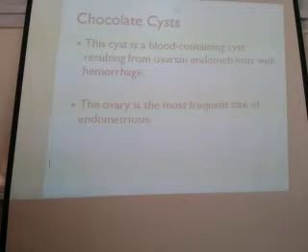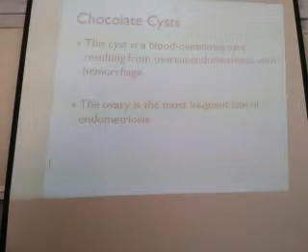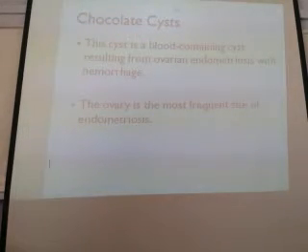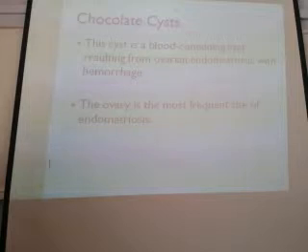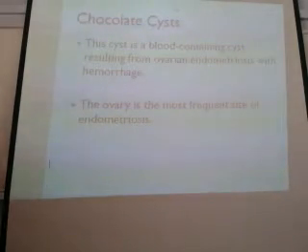Last is the chocolate cyst. This cyst is a blood-containing cyst resulting from ovarian endometriosis. What is endometriosis? It is the presence of endometrial tissue outside the uterus. So if it is in the ovary, it is called ovarian endometriosis. It appears as a blood-containing cyst, so that's why it is called chocolate cyst.